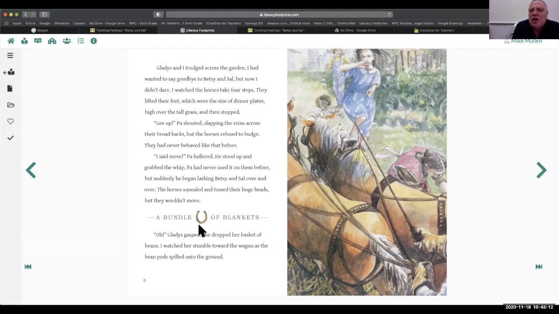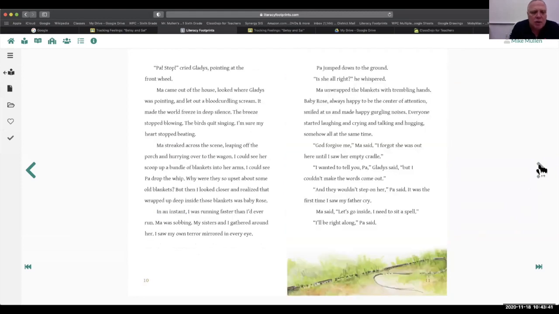She is in shock. She's feeling shocked, but she's going into action, and she drops her basket of beans. All that she worked for that morning, picking the beans and gathering those beans, they're falling onto the ground, and she doesn't even care. I watched her stumble towards the wagon as the bean pods spilled onto the ground. See? So there's a lot of emotion, a lot of feeling that's taking place right now.